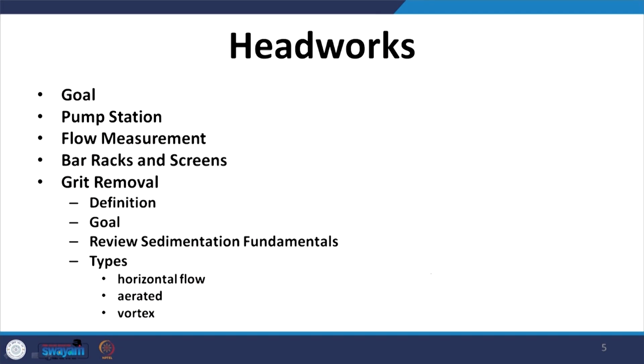So, headworks. In today's class I will try to cover headworks, or preliminary treatment. Well, we will have to understand the goal. What is it that I need to do now?